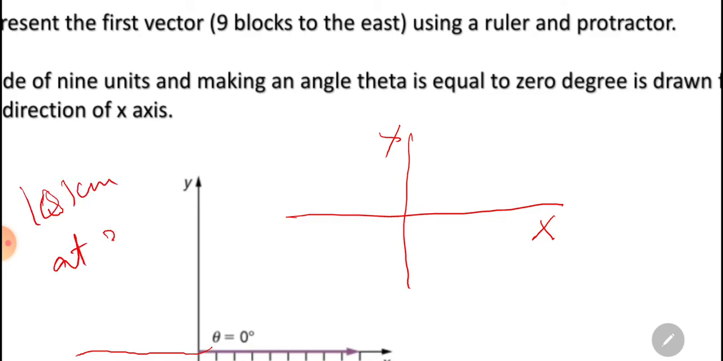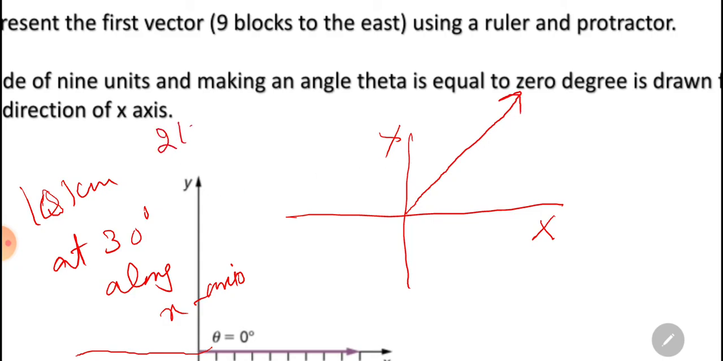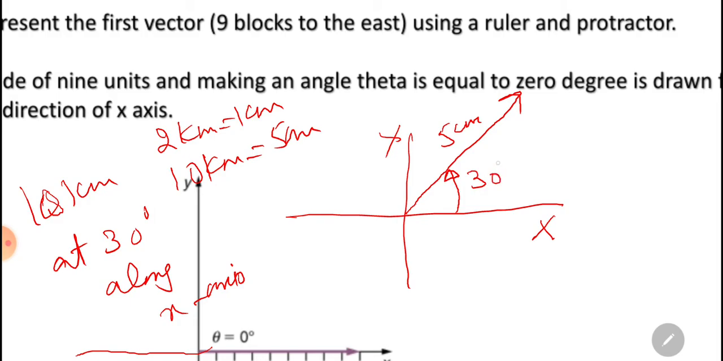at 30 degree along the x-axis. The scale we choose is 2 kilometer equal to 1 centimeter. So 10 kilometer will be equal to 5 centimeter. So we will draw a line of 5 centimeter, which represents a length of 10 kilometer, at an angle of 30 degree.